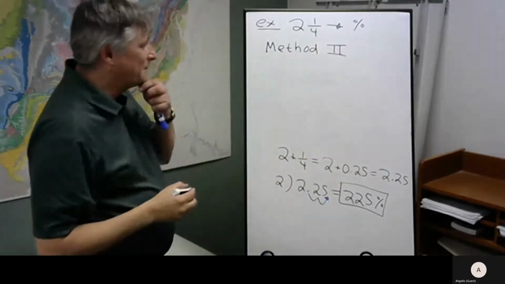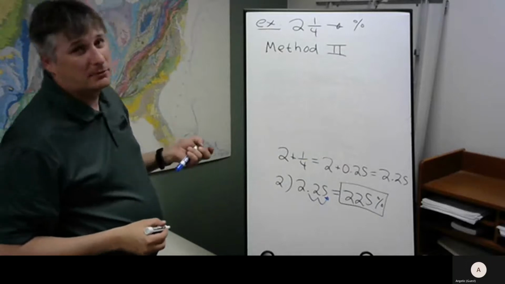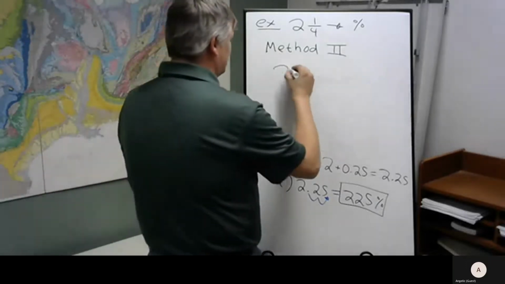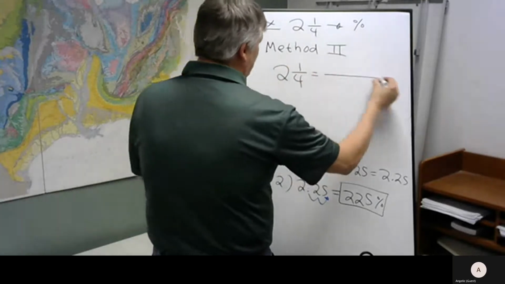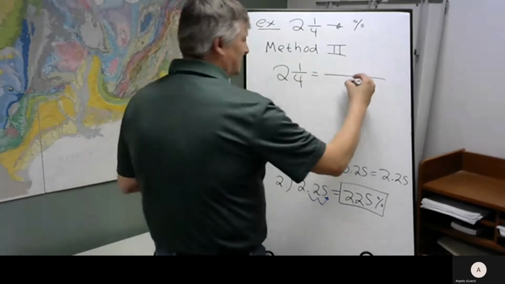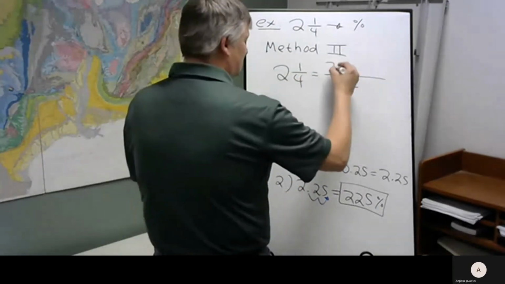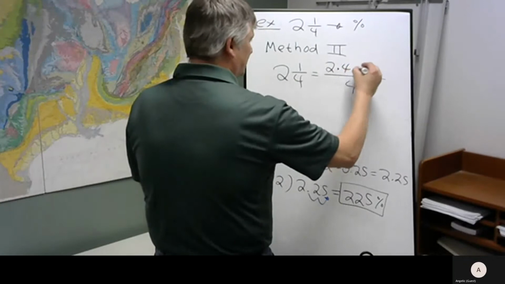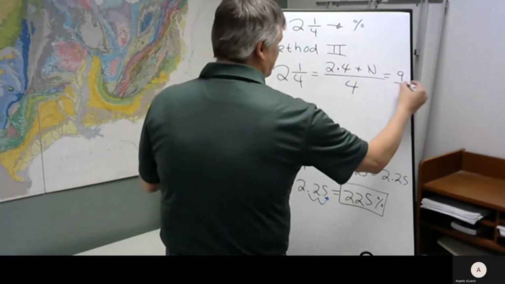So method 2. Method 2 is we turn this into an improper fraction. So W, N, and D. So there's D, and then we have W times D. So 2 times 4 plus N, or 9/4.